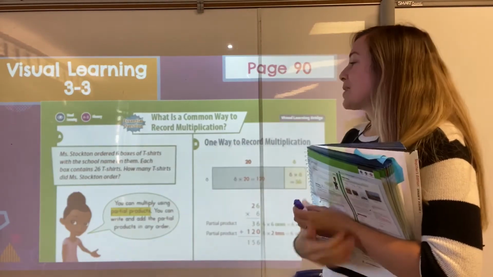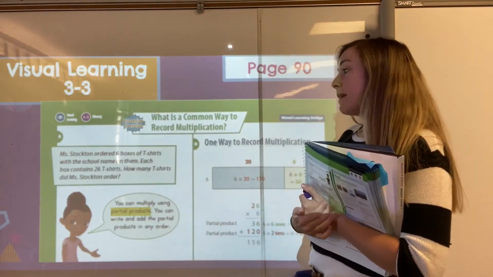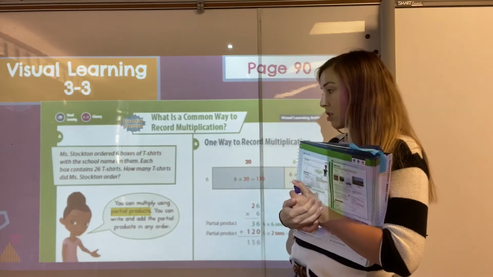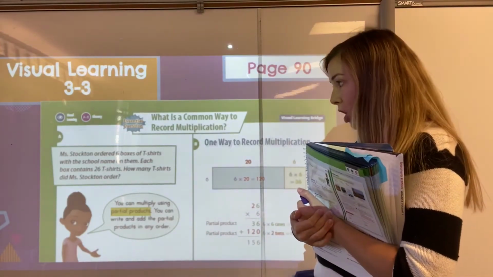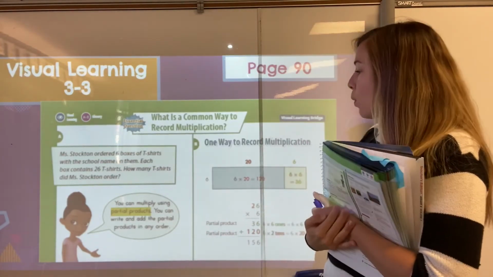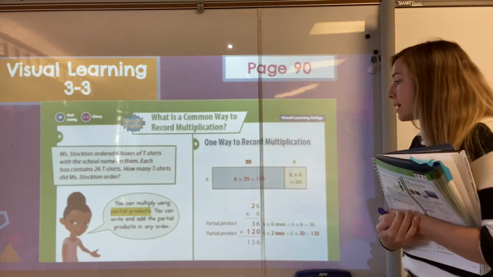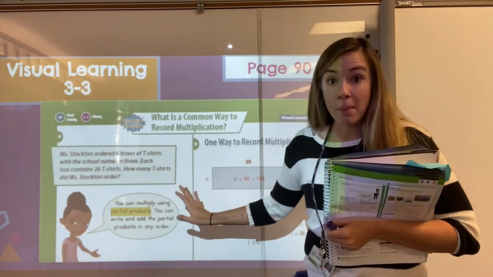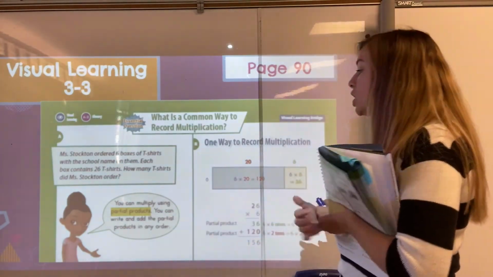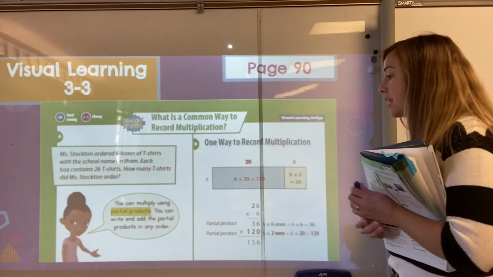Miss Stockerton ordered 6 boxes of t-shirts with the school name on them. Each box contains 26 t-shirts. How many t-shirts did Miss Stockerton order? So you can multiply using partial products. Remember, this is like our box method. That's what I called it earlier. You can write and add the partial products in any order.